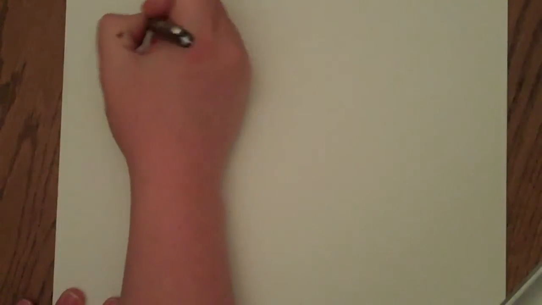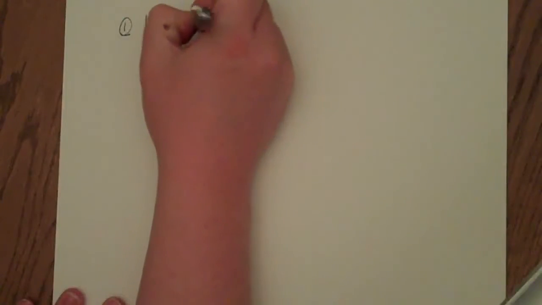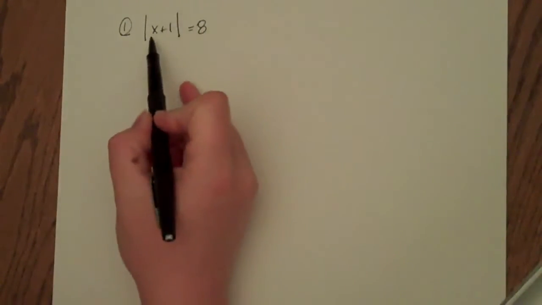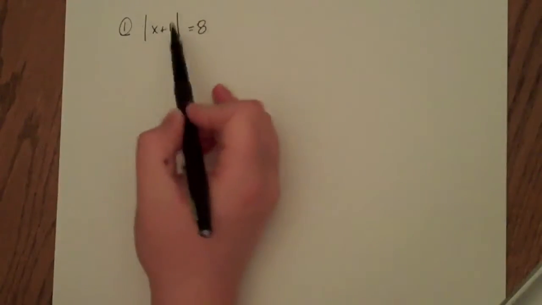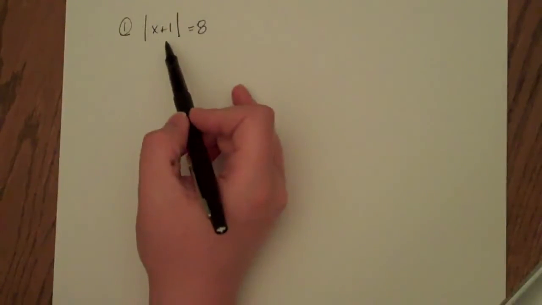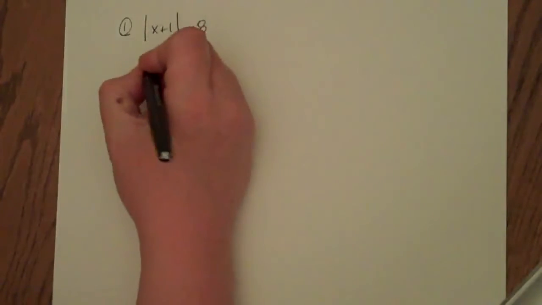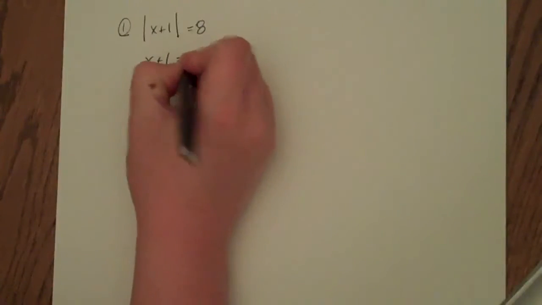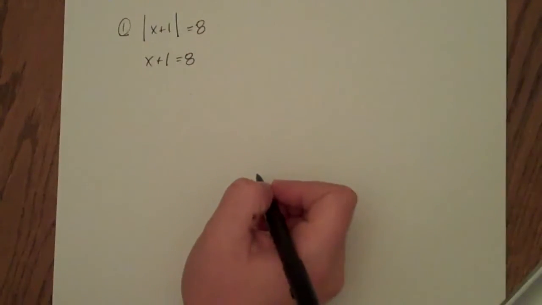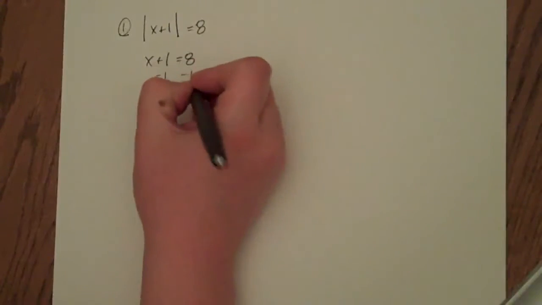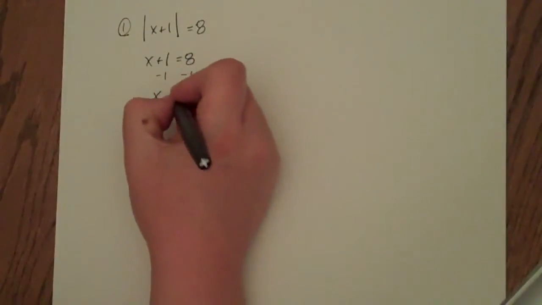Now let's look at how to solve a little bit more complex absolute value equation. First one we're going to look at: the absolute value of x plus 1 is equal to 8. What this is asking us is, if we take a number and add 1 to it, and then take the absolute value of that sum, that absolute value would equal 8. Well, that would mean that the x plus 1 would have to equal 8, correct? We would subtract 1, so x would equal 7.